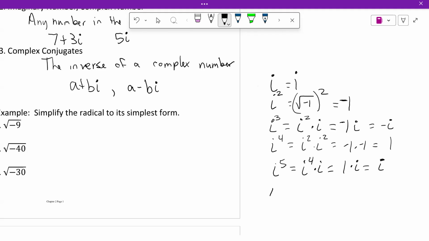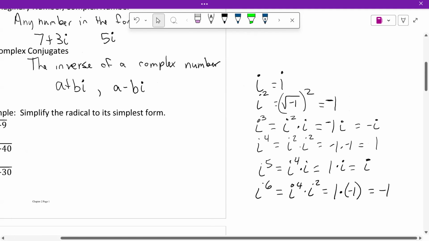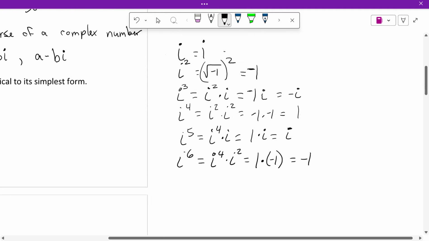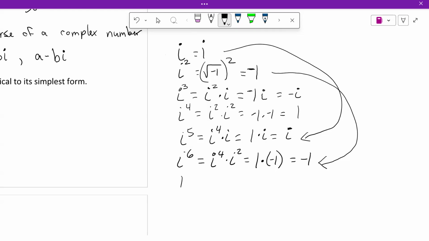Let's look at i to the sixth. I bet it's i to the fourth times i squared, or 1 times, what's i squared? -1. i squared was -1 from right up here. So it's -1. Hey, I'm starting to see a pattern here. i and i to the fifth are the same. i squared, i to the sixth are the same. I bet i to the seventh will be the same as i to the third. Because i to the seventh is i to the fourth times i to the third. i to the fourth is 1. i to the third is -i. 1 times -i is -i. Ooh, i to the third is the same.